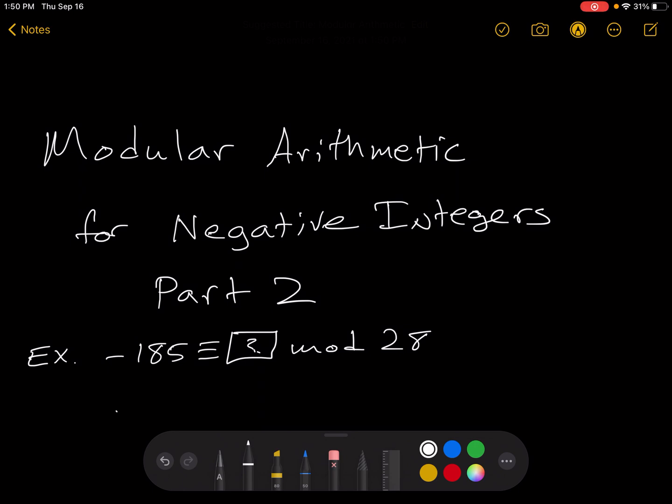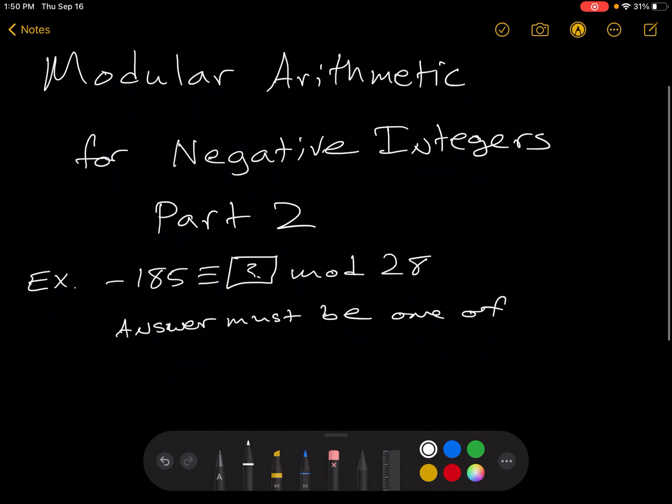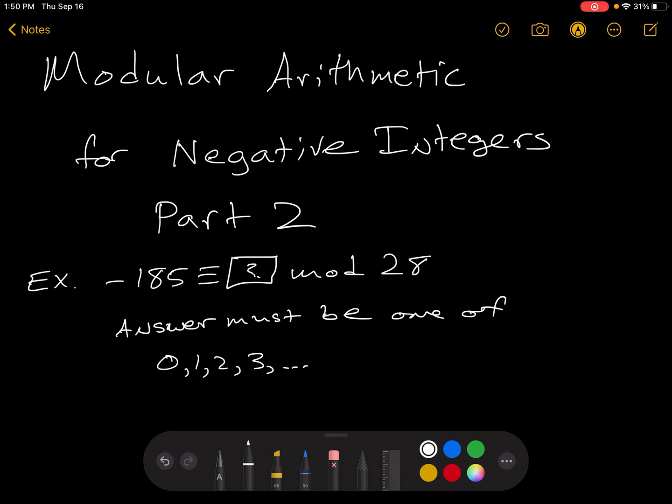And the answer must be one of these numbers: 0, 1, 2, 3, 4, 5, 6, 7, 8, 9, 10, 11, 12, 13, 14, 15, 16, 17, 18, 19, 20, 21, 22, 23, 24, 25, 26, or 27. Oops, 27. Okay, so now we're going to figure this out.